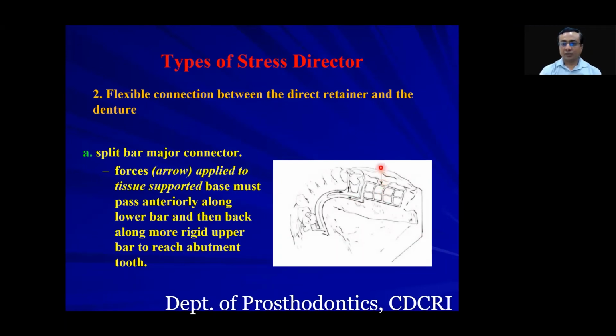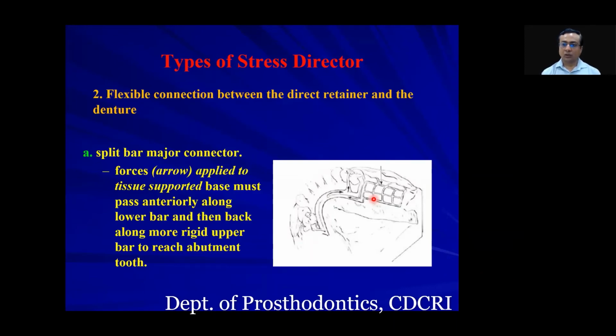So whenever the occlusal forces are acting on the artificial teeth, what happens? The forces travel through the lower part of the major connector first, and then go to the upper part of the major connector, and then ultimately to the rest. So the force has to travel a long distance before reaching the abutment tooth. Also, during its path, there is a flexible component.